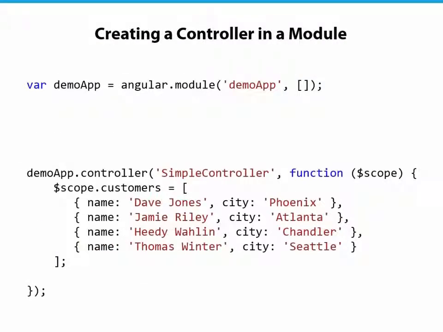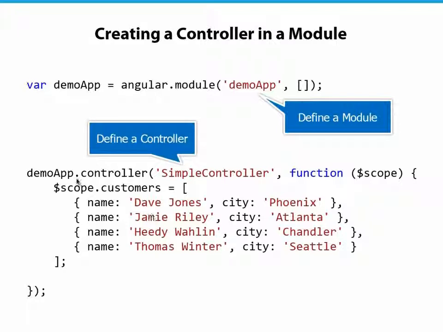Now, here's an example of how we can use that module to actually create a controller. And this is the more, I'd say, official way to create a controller. So you'll notice up top we have our demo app, and we just create that the same way. In this case, we're saying it has no dependencies, empty array. Now, what we're going to do with that module is use it to define a controller. And we're going to call this, as it shows, simple controller. And notice that I just have an anonymous function here nested inside.